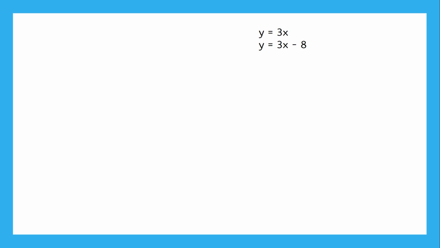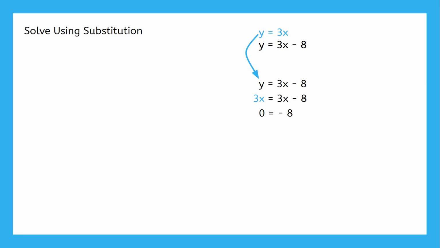Because at least one of the equations has an isolated variable, let's use the substitution method. Take the second equation and substitute 3x for y, then solve. Subtract 3x from both sides, and we get a false statement. Remember, that means there's no solution, but why?